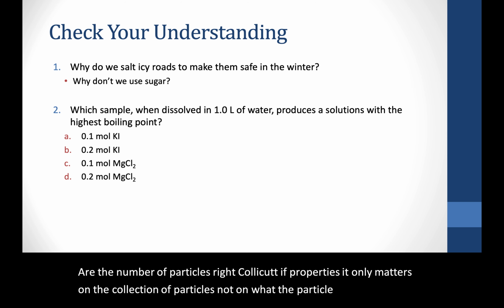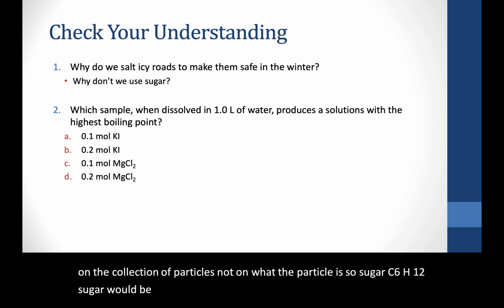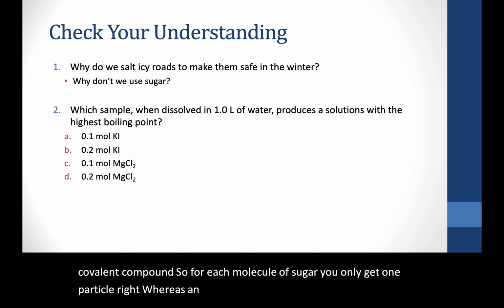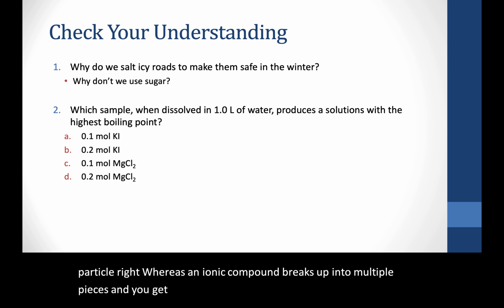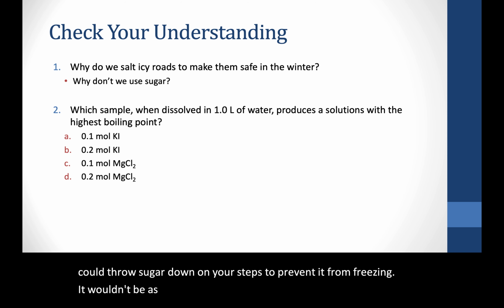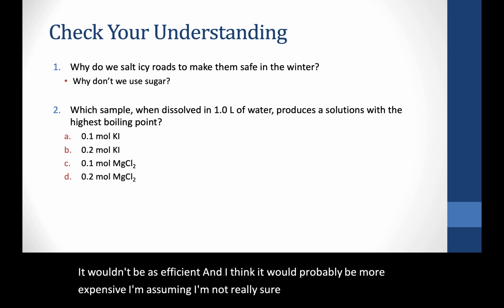So sugar, well, sugar would be what? C12H22O11. That doesn't break apart because it's a covalent compound. So for each molecule of sugar, you only get 1 particle, right? Whereas an ionic compound breaks up into multiple pieces and you get more particles. So salt is just more efficient, but you could throw sugar down on your steps to prevent it from freezing. It wouldn't be as efficient, and I think it would probably be more expensive, I'm assuming. I'm not really sure the price on sugar versus salt.